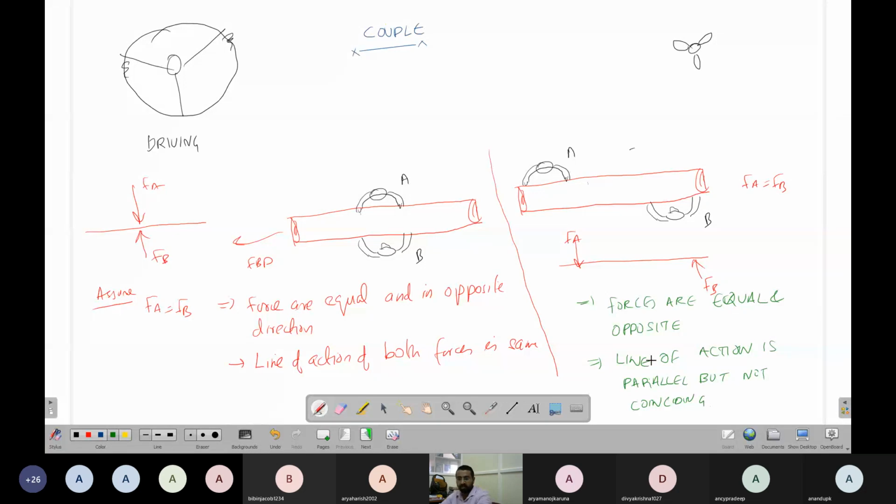Now what is the difference between these two? Let's say I will call somebody. Anaka is there. Anaka, tell me what will happen.